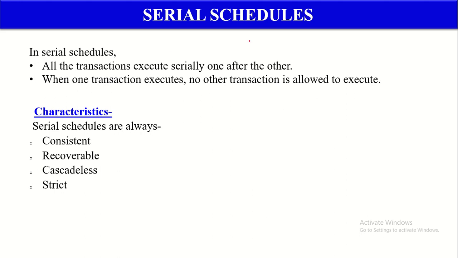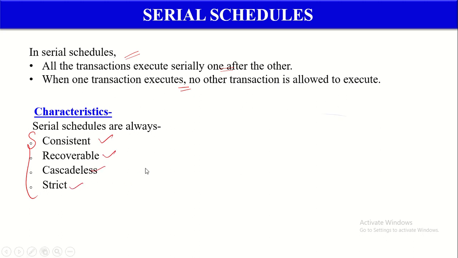Okay, let us have a look at a serial schedule with examples. Just as we discussed, in a serial schedule all the transactions are executed serially, one after the other. That is, when one transaction executes, no other transaction is allowed to execute. So just now we discussed that serial schedules are always consistent, recoverable, cascadeless, and strict, right?